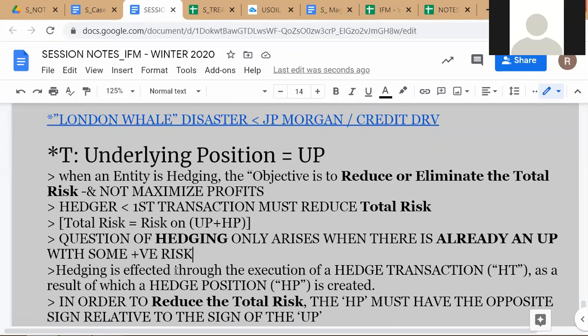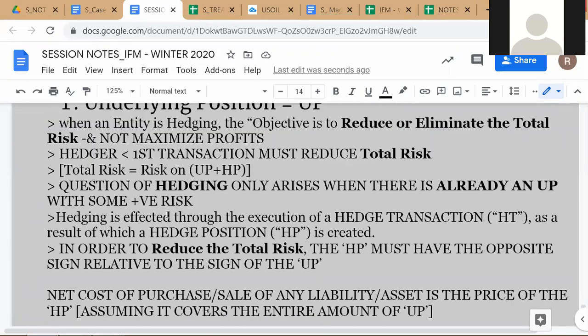Okay, and how do you do the hedging? How do you do hedging here? You execute hedge transactions. Hedge transaction will be either sale or purchase of a base asset or terms asset. And as a result of the sale or purchase, a hedge position will be created. If you do a sale, you'll have a short position. If you do a purchase, you'll have a long position. Okay. Now, if you're going to reduce the total risk, so you're doing a hedge position only because you're putting on a hedge position, that means there must already be an underlying position. Otherwise, it would not be a hedge.